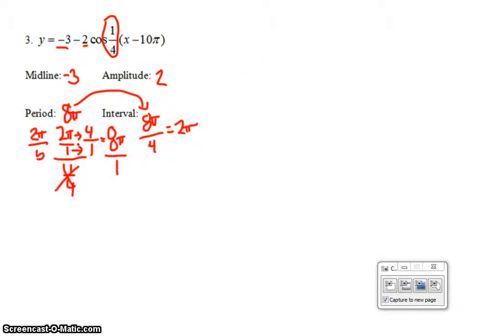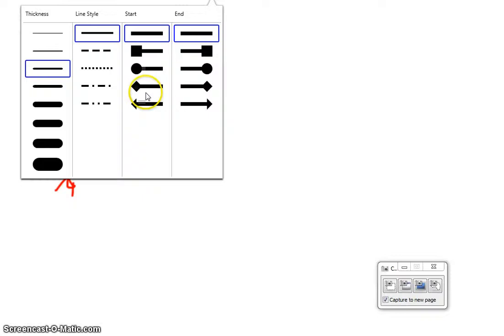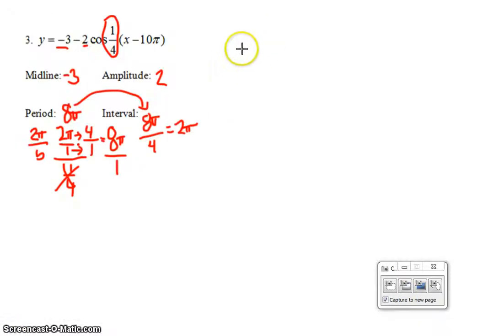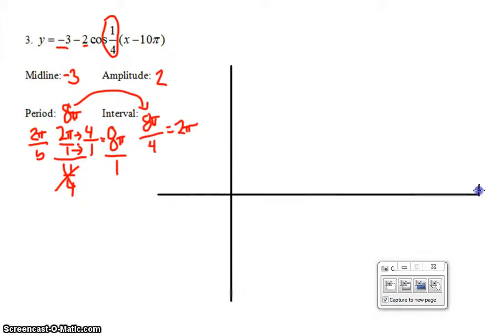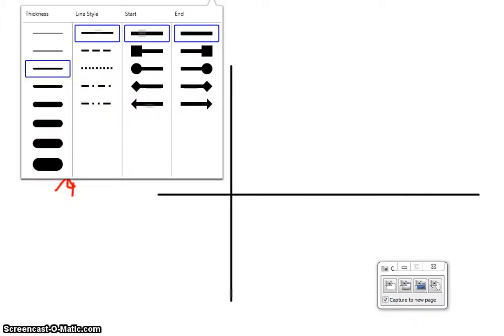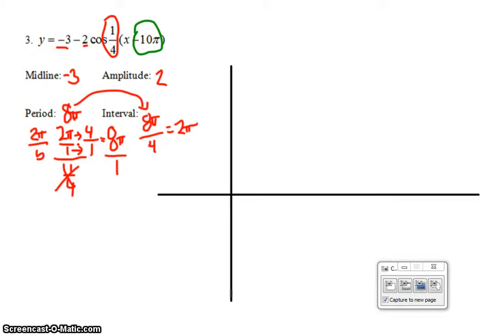Okay, so the first thing I'm going to do is draw my x and y axis. Okay, now what I need to do is I have something right here. This is going to be my horizontal shift or my horizontal translation. So I need to draw what is going to be my new y-axis, and this is going to be 10 pi.